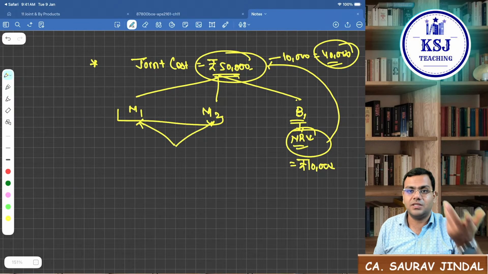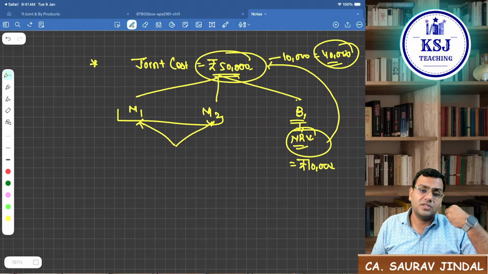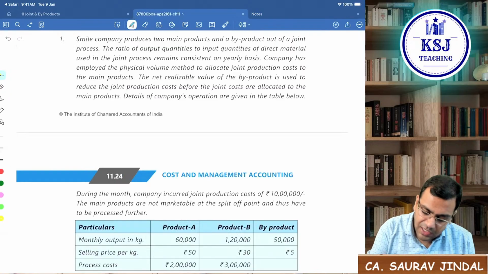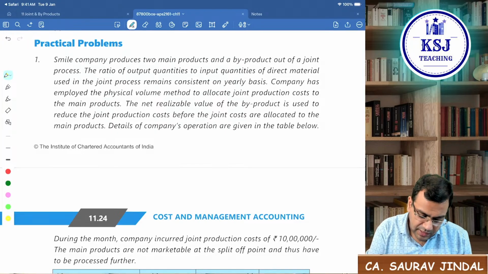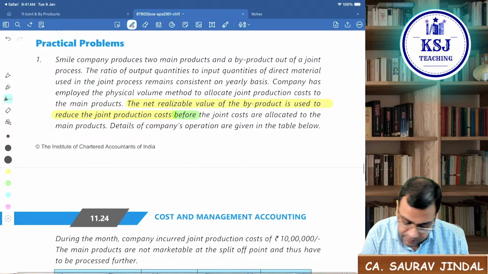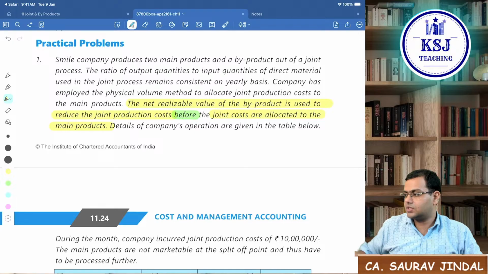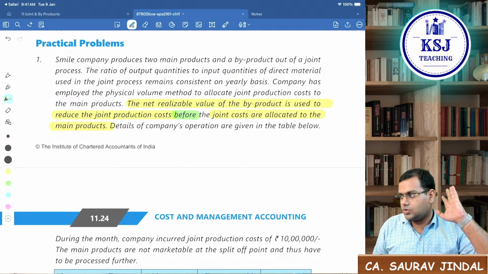For that, any of the methods they can give. The physical output method they can give, contribution margin method they can give, sales value at split off point, sales value after further processing, any of the methods can be given, right? So see the language they can use here. I'll highlight the language. The net realizable value of the byproduct is used to reduce the joint production cost before the joint costs are allocated to the main products. Right? This is the kind of language that they can use.